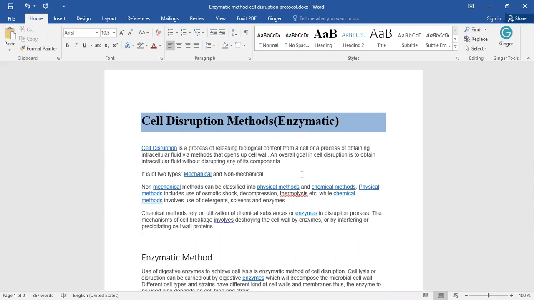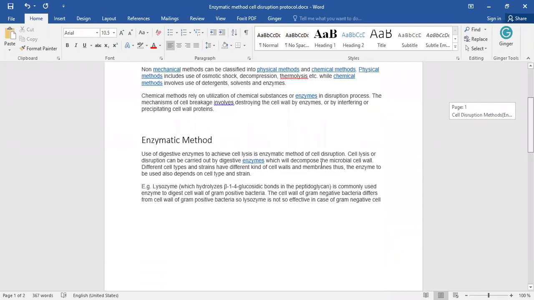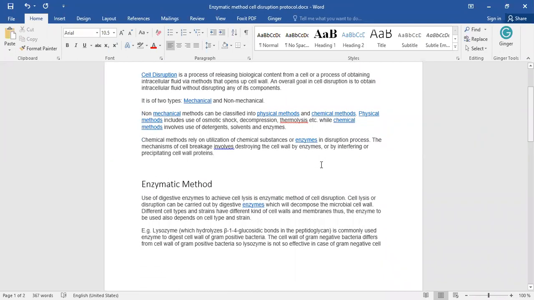Today I'm going to discuss the topic: cell disruption method using enzymes. We have already discussed the mechanical method, physical method, and chemical method, and now we are going to discuss the enzymatic method of cell disruption.